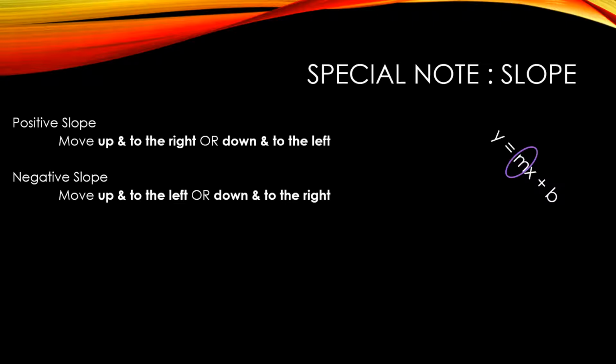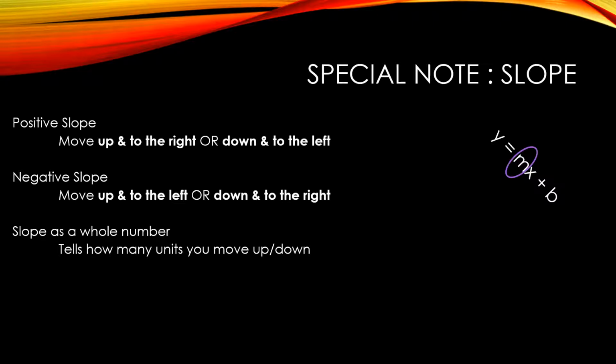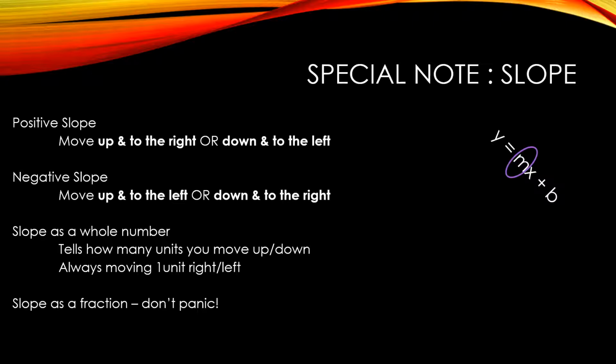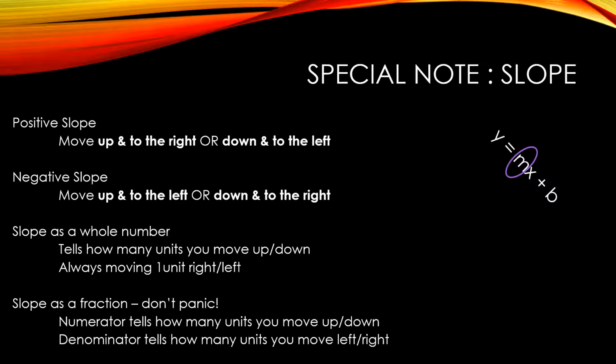Now if your slope is a whole number, you will still be making two movements. However, your whole number will indicate how many units you move up or down, and you will always move one unit right or left. If the slope is a fraction, do not panic. The numerator tells us how many units you are moving up or down, and the denominator tells you how many units you move left or right.